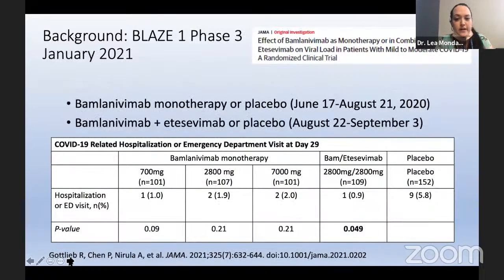Later data of the phase 3 BLAZE, where they were giving the combination, the BAM ETE, as well as the BAM mono versus placebo, I have the hospitalization rates there. So 1 to 2%, depending on the dose of BAM that you got, 1% in the combo group, and about 6%, 5.8%, in the placebo group. So again, we see rates around 6 or so percent in placebo, where if you don't get anything, and then hospitalization rates around 1 to 2% in the ideal trial in the people that did get monoclonal antibody.